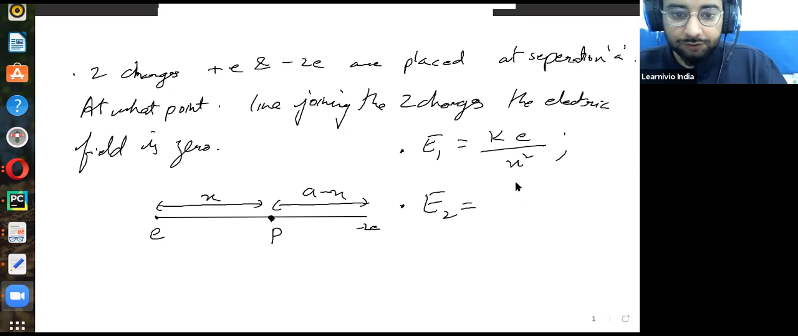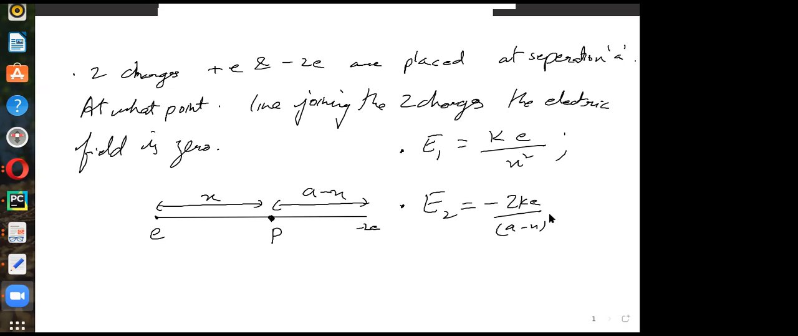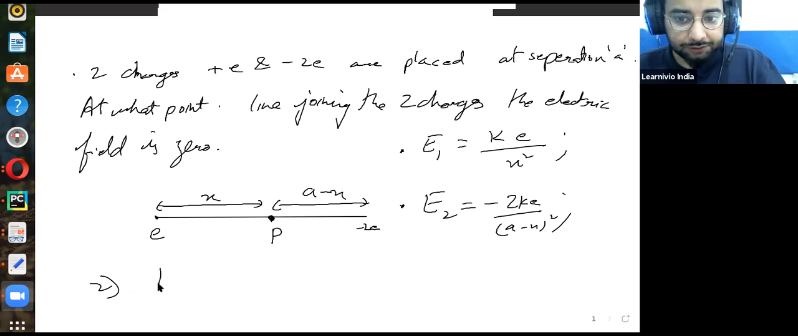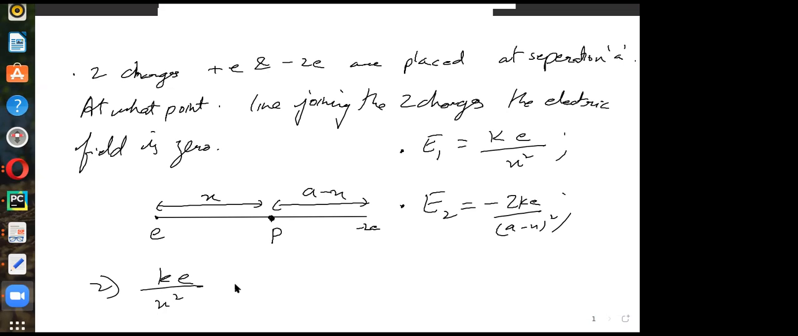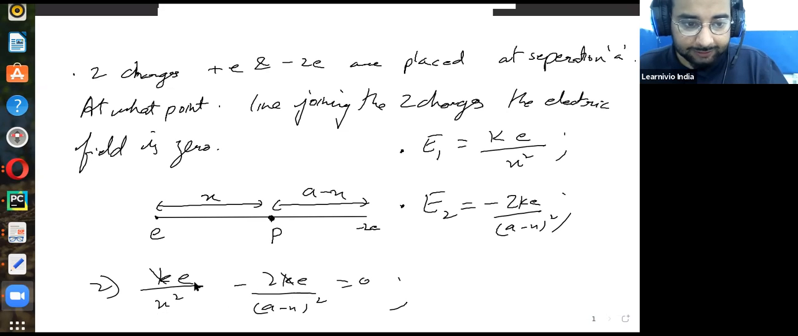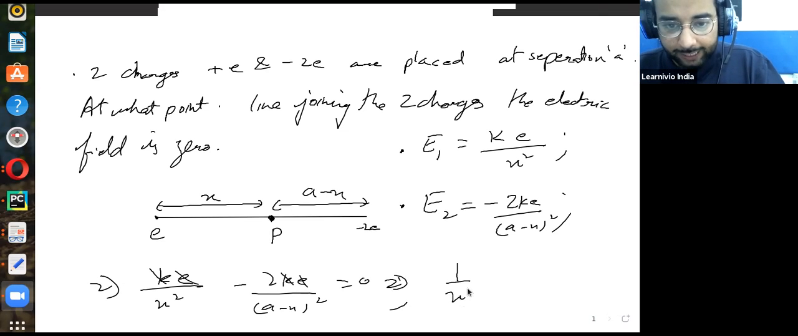And the electric field because of 2 is going to be minus, because of the negative sign, 2kE upon (A minus x) whole squared. Lovely. So let's add them together. You have kE over x squared minus 2kE over (A minus x) whole squared should be equal to 0. The k's cancel out, the E's cancel out, and what remains is 1 over x squared is equal to 2 over (A minus x) whole squared. Correct?